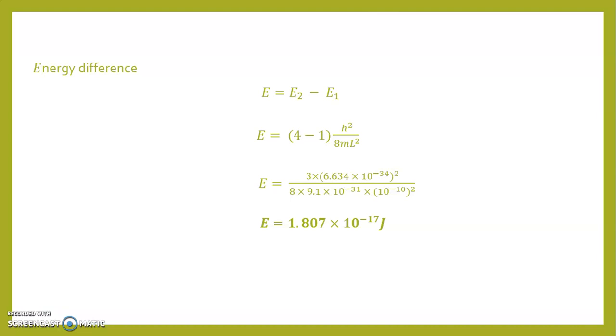Now again we get the value of energy in joule. So to convert it into electron volt, we have to divide it by 1.6 into 10 raised to minus 19. So we'll get the energy difference in electron volt, which is 112.80 electron volt. So the answer for the energy difference is 112.80 electron volt.